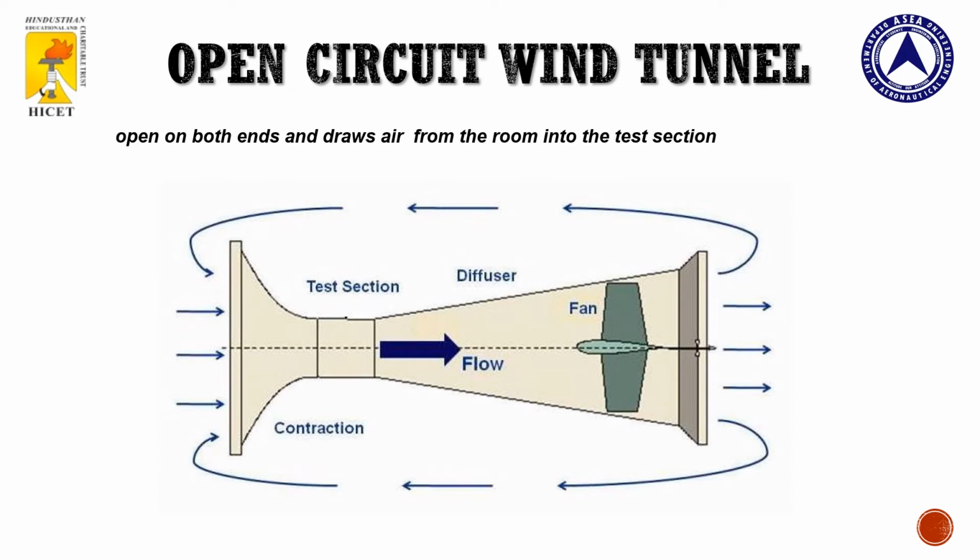Open circuit wind tunnel. The concept of open circuit wind tunnel is very easy to understand because the name implies itself, which is the wind tunnel is open to the atmosphere. Here you can see both ends of the wind tunnel are open to the atmosphere, right? So the test section will be open to the atmosphere. The flow which is coming from the atmosphere will be going into the test section through the open section here. Here from the driving unit, the flow will be going out of the wind tunnel.